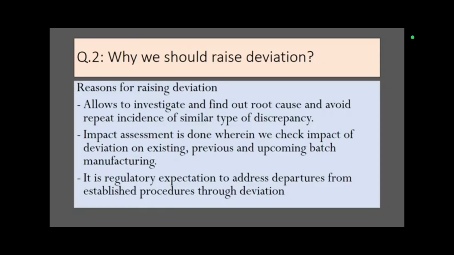Next question, why should we raise deviation? There are many reasons to raise deviation, out of which 3 are given here. Raising deviation allows us to investigate and find out a root cause and avoid repeat incidents of similar type of discrepancy. Deviation investigation allows impact assessment to be done, wherein we check the impact of deviation on existing, previous and upcoming batch manufacturing. Deviation raising is a regulatory expectation. Regulatory expects that we should address the departures from the established procedures through deviation.